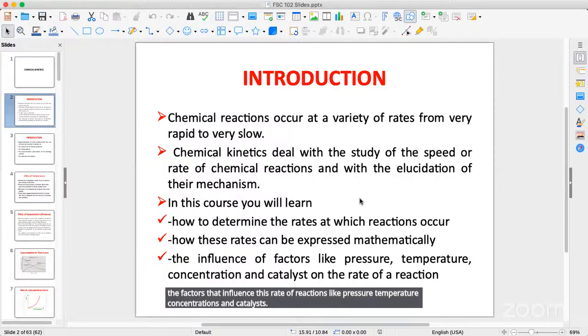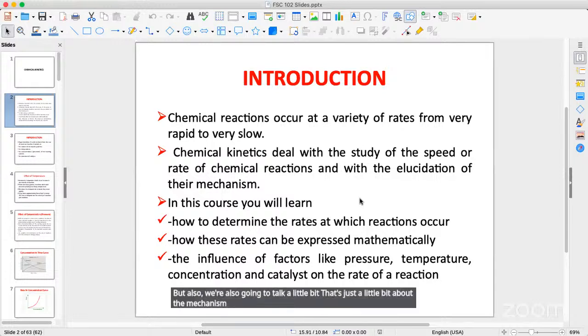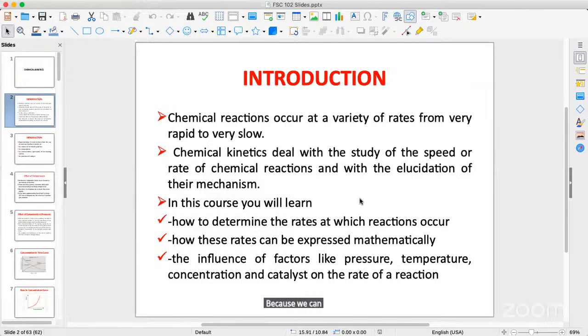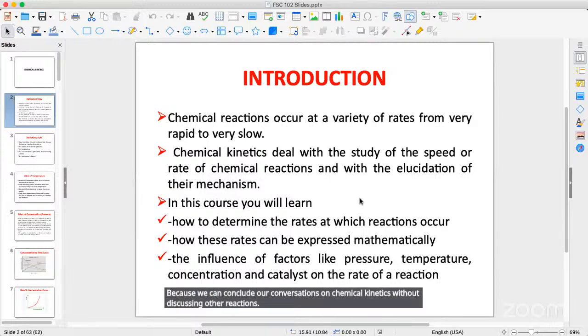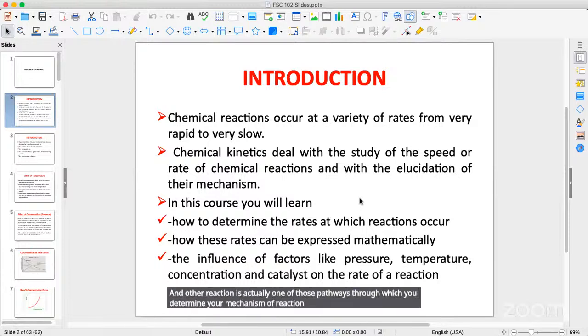But we're also going to talk a little bit, just a little bit, about the mechanism of reaction itself. Because we can't conclude our conversations on chemical kinetics without discussing order of reaction. And order of reaction is actually one of those pathways through which you determine your mechanism of reaction. But we're not going to be getting into the detail of the mechanism itself, but we are going to introduce order of reactions and how it relates to mechanism of reaction.